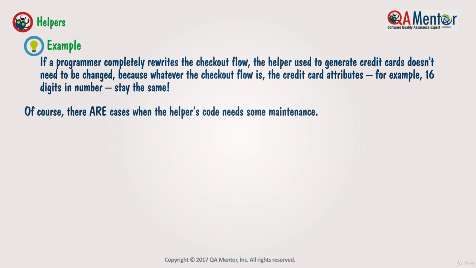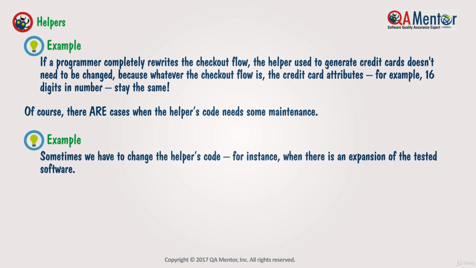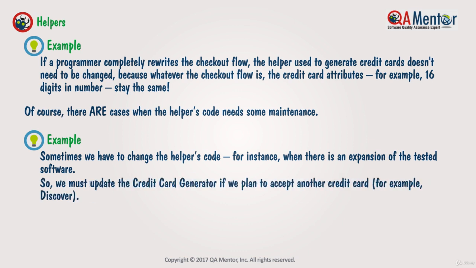Of course, there are cases when the helper's code needs some maintenance. Example: sometimes we have to change the helper's code, for instance, when there is an expansion of the tested software. So we must update the credit card generator if we plan to accept another credit card, for example, Discover.